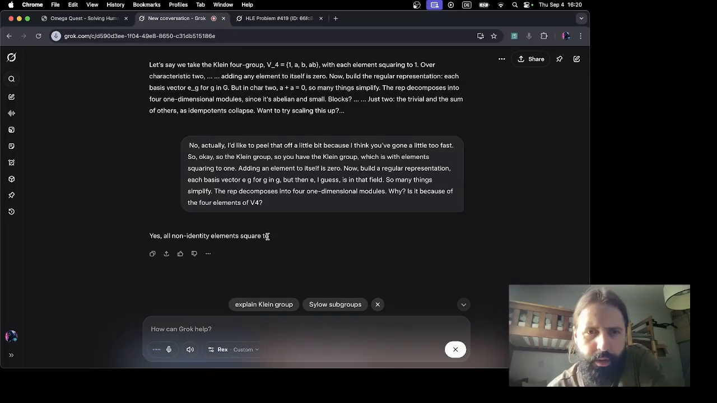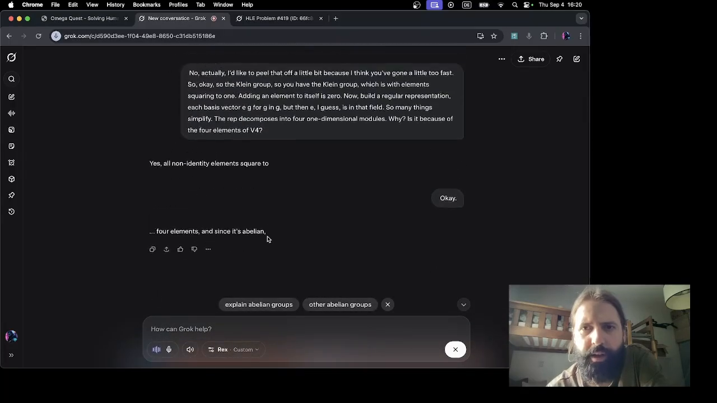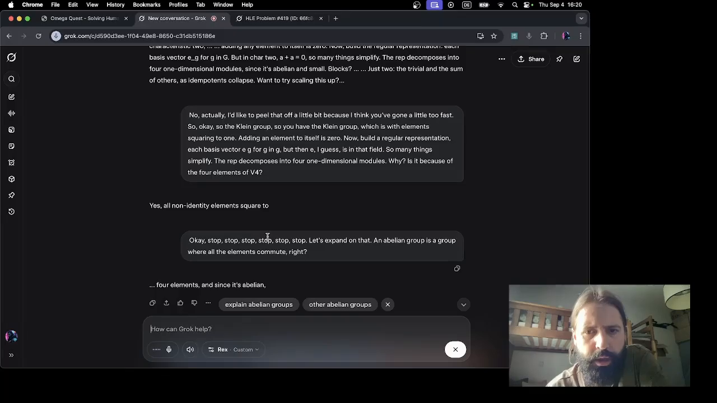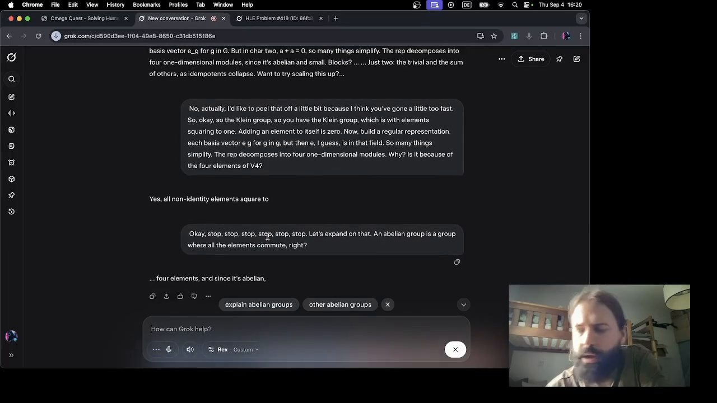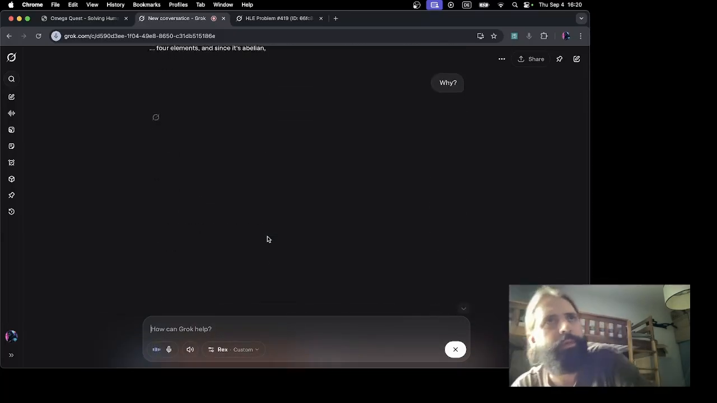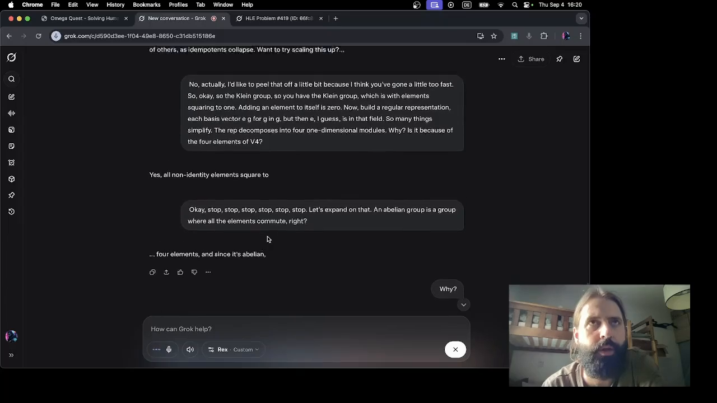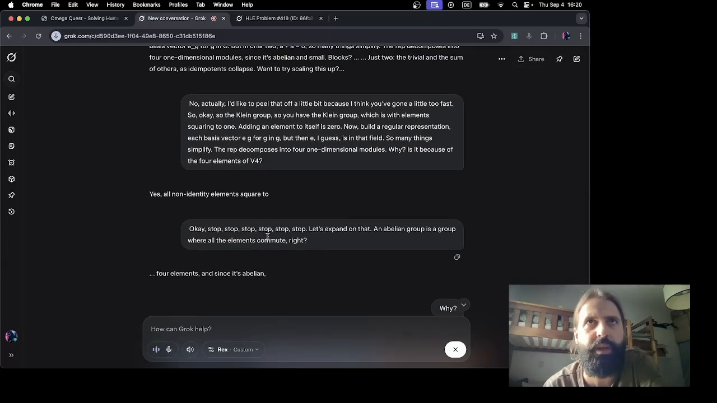Exactly. It's because it's abelian. Every abelian group has representations that split into one-dimensional pieces over any field. Okay, stop. Let's expand on that. An abelian group is a group where all the elements commute, right? Right. So abelian means everything commutes, making the rep theory way simpler. But why? If all the elements commute, why do the representations split into 4 modules? And what is a module in that context?